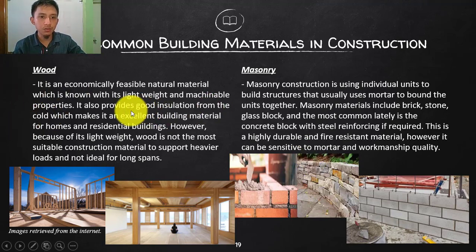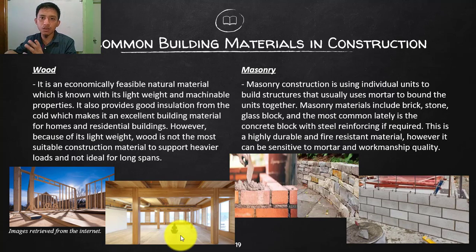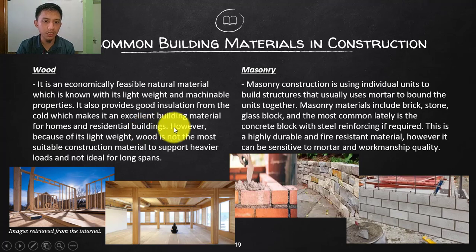It also provides good insulation from the cold, which makes it excellent as a building material for homes and residential buildings. So these are common in residential, which means family dwellings. But for commercial buildings, which are big, large buildings or high-rise buildings, this type of wood is not that common. It will not be used as a column or as beams. Because of its lightweight, wood is not the most suitable construction material to support heavy loads.